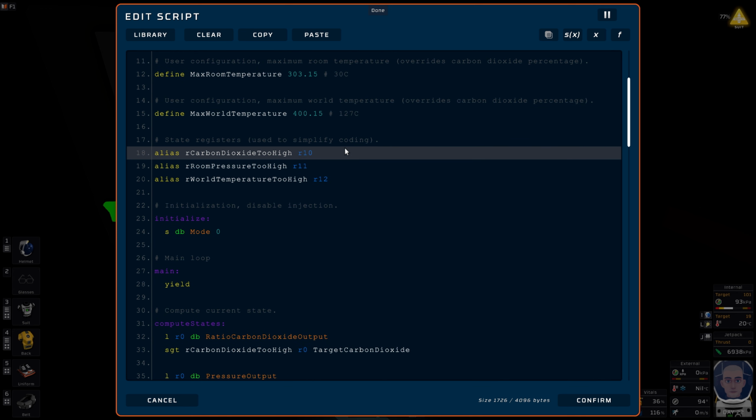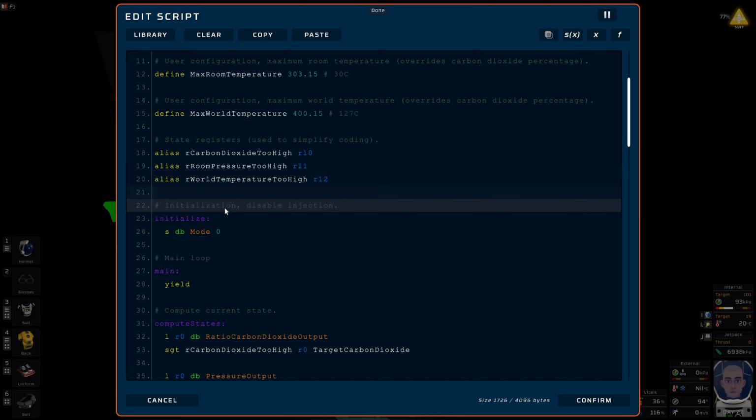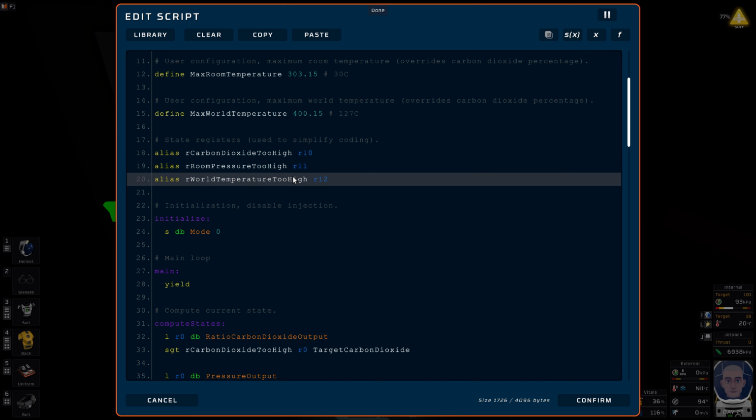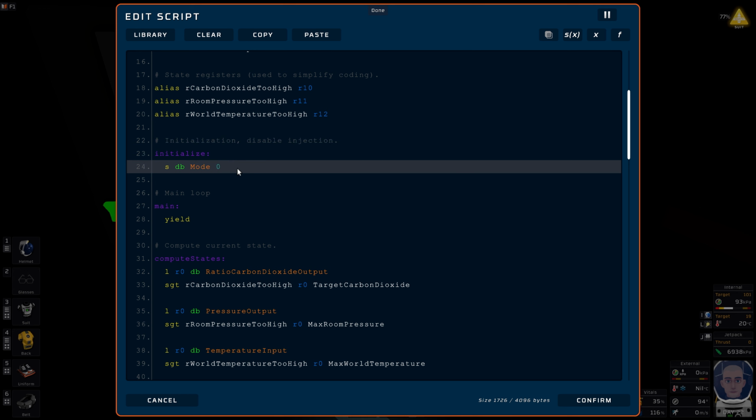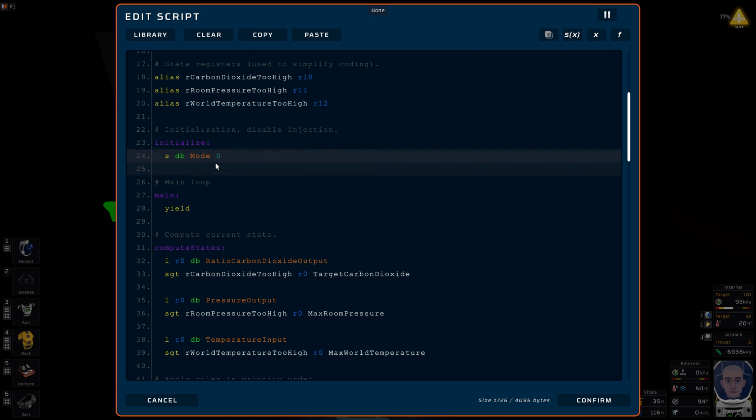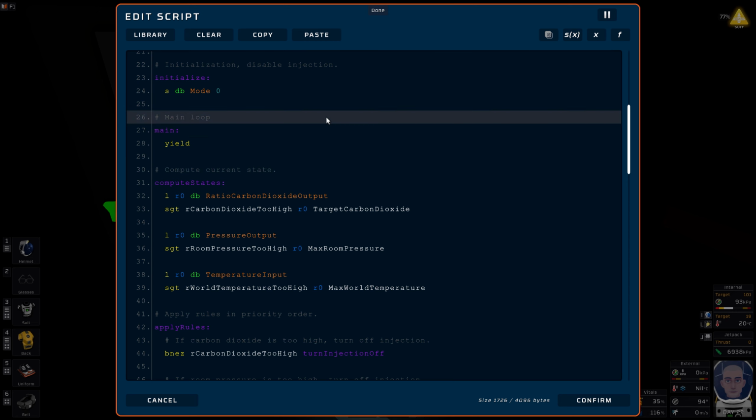I have my state registers. Carbon dioxide is too high. The room pressure is too high. World temperature is too high. As typical, at the very beginning, disable the filtration. We have our main loop.